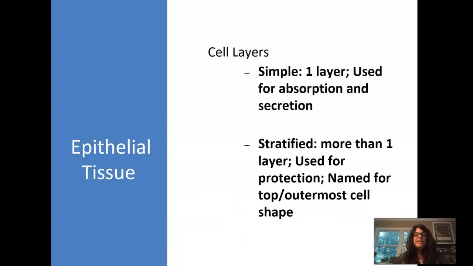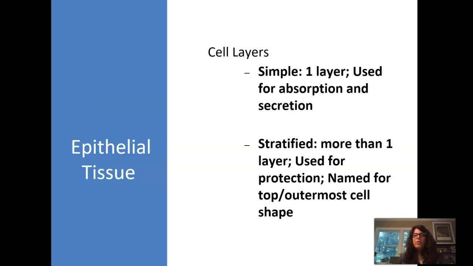We also name epithelial tissue according to how many layers there are. So if there's just 1 layer, it's a simple. So here's how this works. A simple squamous epithelial tissue is going to have 1 layer of squamous shaped cells. Simple cuboidal would have 1 layer of cube shaped cells. Simple columnar, 1 layer column-shaped cells.